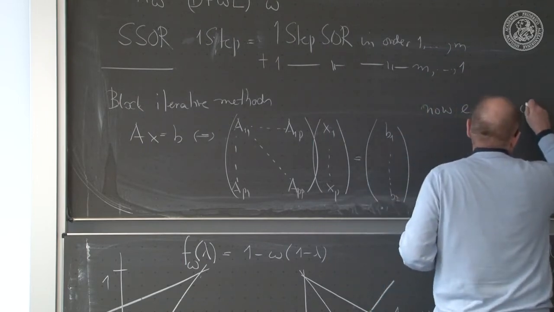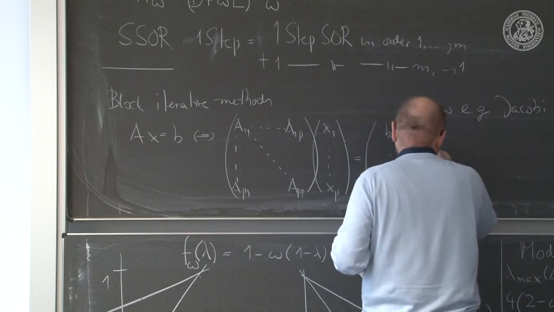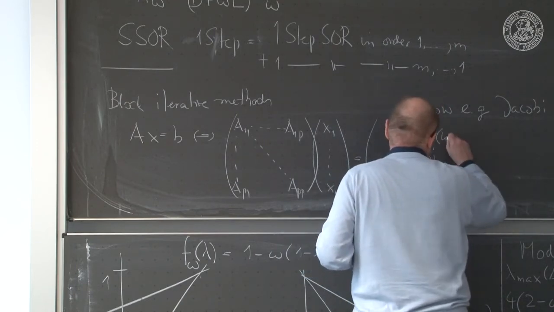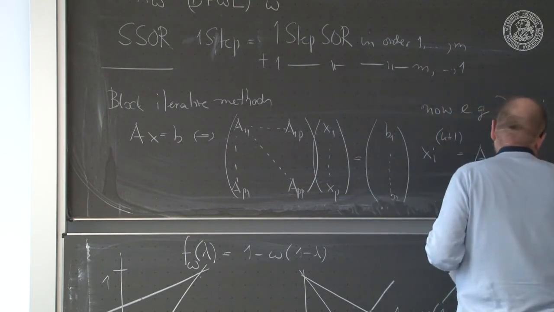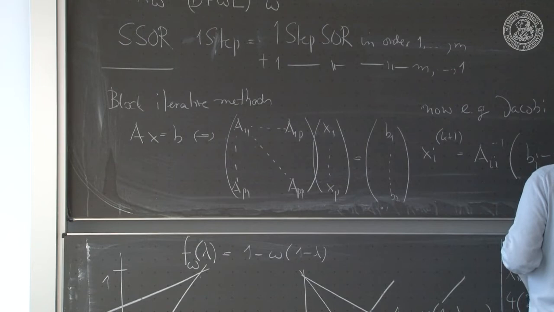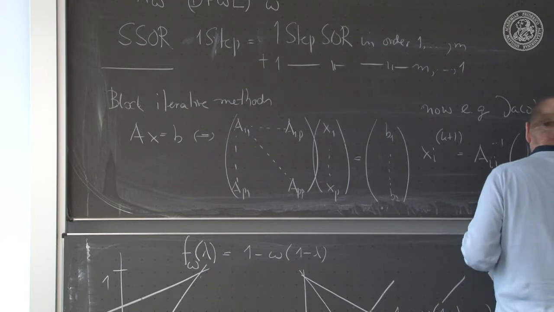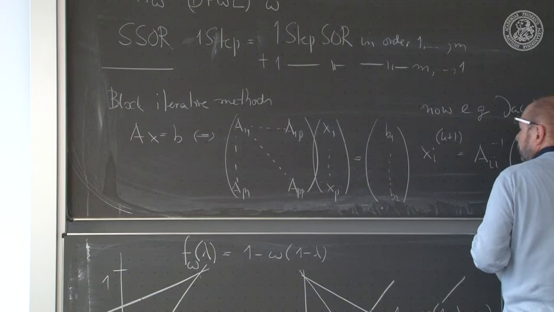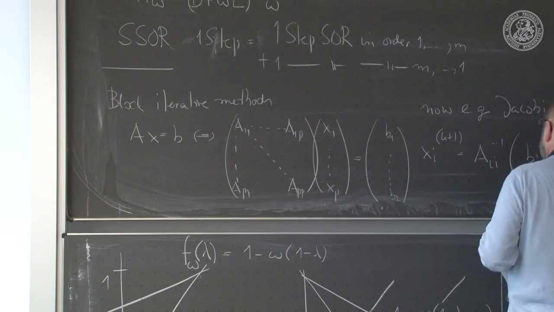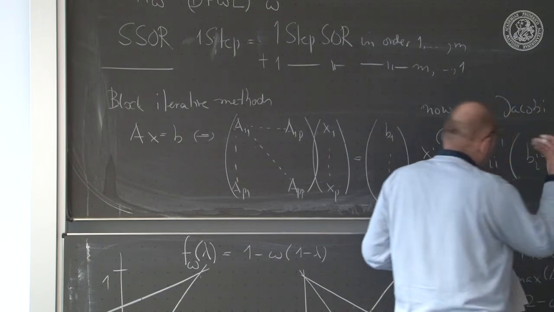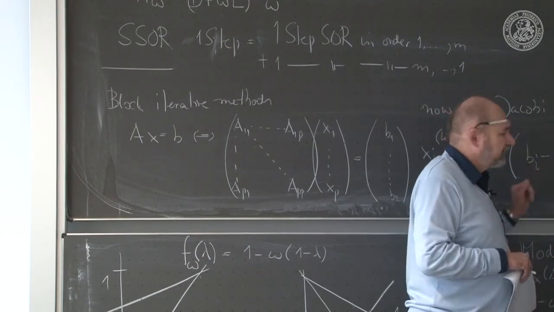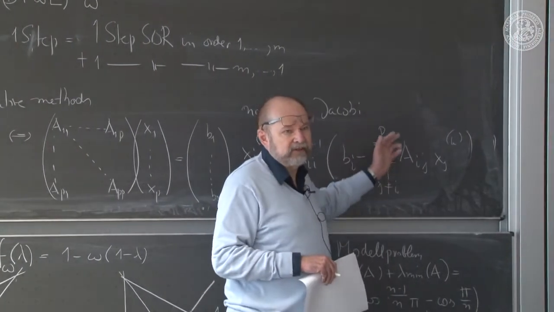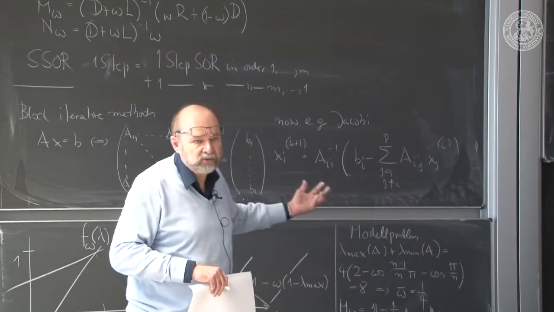Now let's say Jacobi. What does that mean? Maybe I write down Jacobi, and Jacobi is now x_i^(k+1) equals a_ii to the minus 1 times b_i minus the sum over the a_ij x_j^k, j from 1 to p, j not equal to i. And if I want to have not Jacobi but Gauss-Seidel, then I have to modify this correspondingly. But the idea has not changed. If I want to have a relaxed method, then some omegas are popping up here. So I could do the same thing also with SOR. I could also do block SOR.